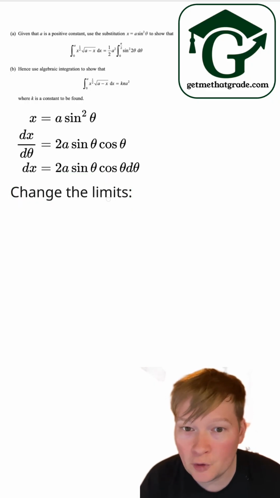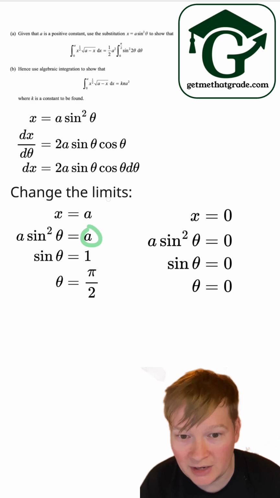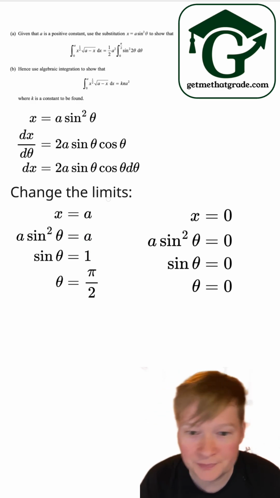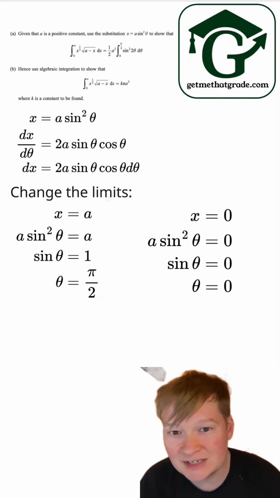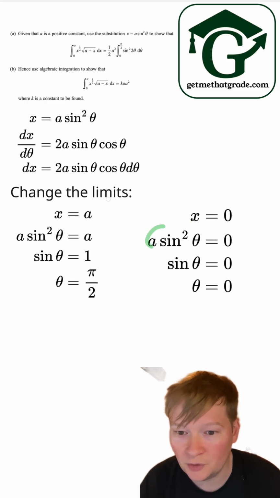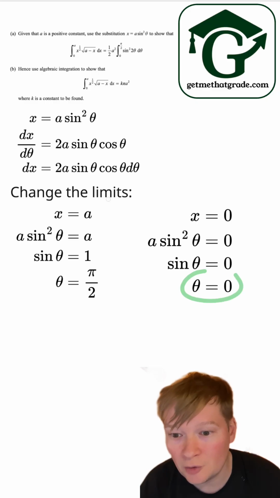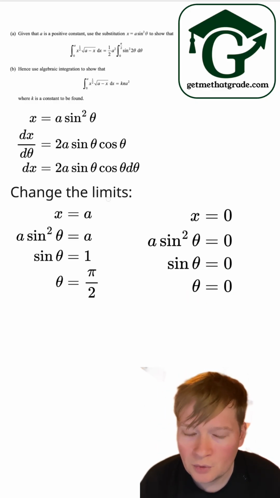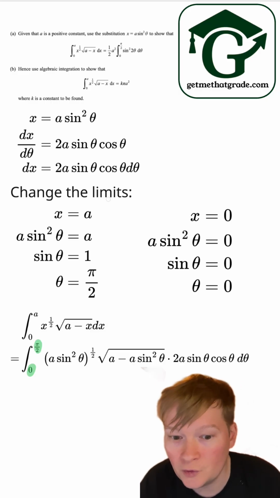So the limits before were 0 and a. When x equals a, well, remember what x was? X was a sine squared theta. So a sine squared theta will equal a. We can divide both sides by a, take a square root, and we'll end up with sine theta equals 1, which leads to theta equals pi by 2. If we do something similar with the other limit, if x equals 0, well, this would equal 0. The only way that would happen is if sine theta is 0 or theta is 0. So we can now substitute these limits with our new limits for theta values.